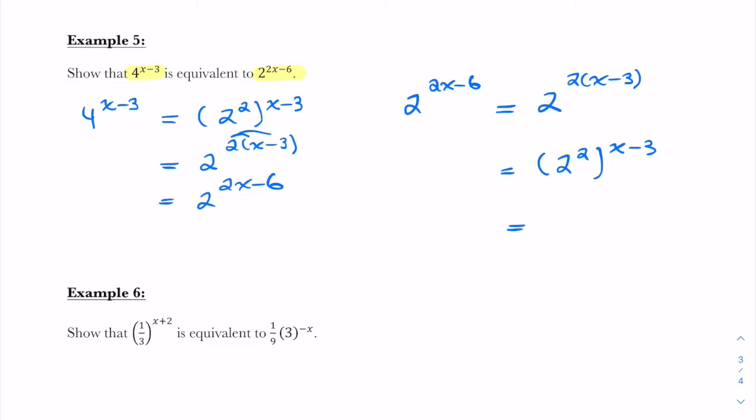Then inside of the brackets, 2 to the exponent 2 is 4, and now all of that is to the exponent of x take away 3. So what I'm trying to demonstrate here is you're able to work both ways. If you ever get a question like this, just pick one of the two expressions and try to work with it to make it look like the other one.